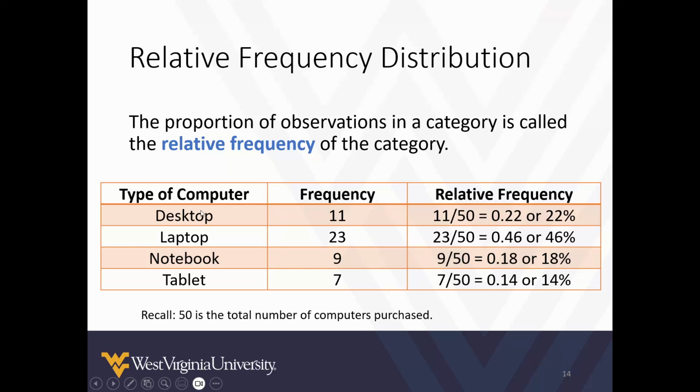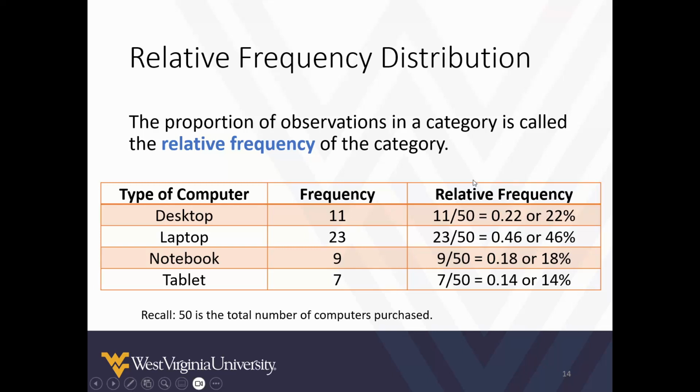We have desktop, laptop, notebook, and tablet with frequencies of 11, 23, 9, and 7. So we can obviously see that more laptops were sold than anything else. But how much more of that constitutes our sales? Is it that much more than the desktop sales? Is the difference between desktop and notebook sales, from 11 to 9, really that extreme? Because a frequency of 2 can mean a lot of different things when we compare it in terms of relative frequency.